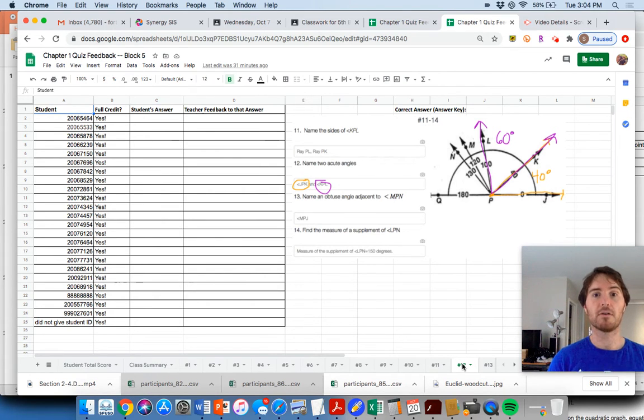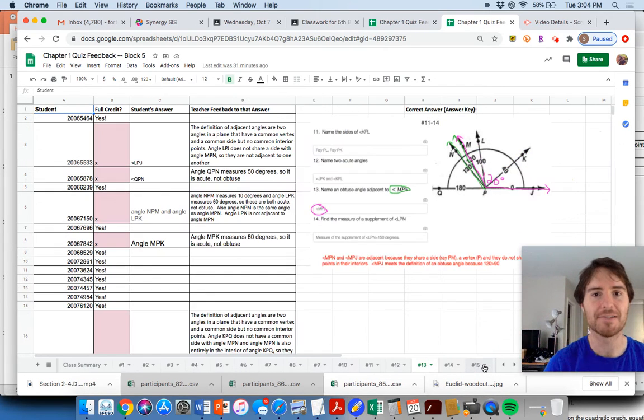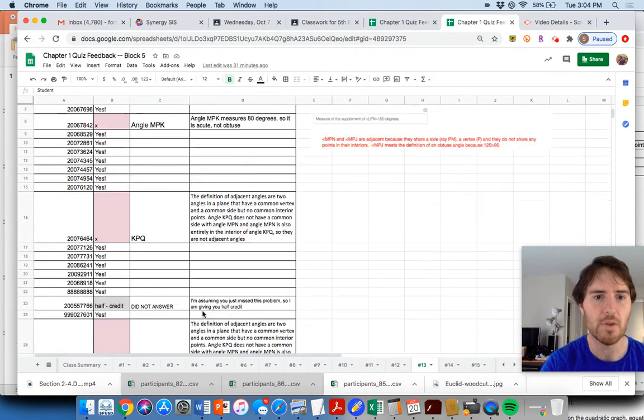Name 2 acute angles. Yeah, almost everybody did get this one right, so let's keep going. You guys know acute from the past and stuff like that, so that one wasn't that tricky. Name an obtuse angle adjacent to angle MPN. So more people struggled with this one than I was expecting.